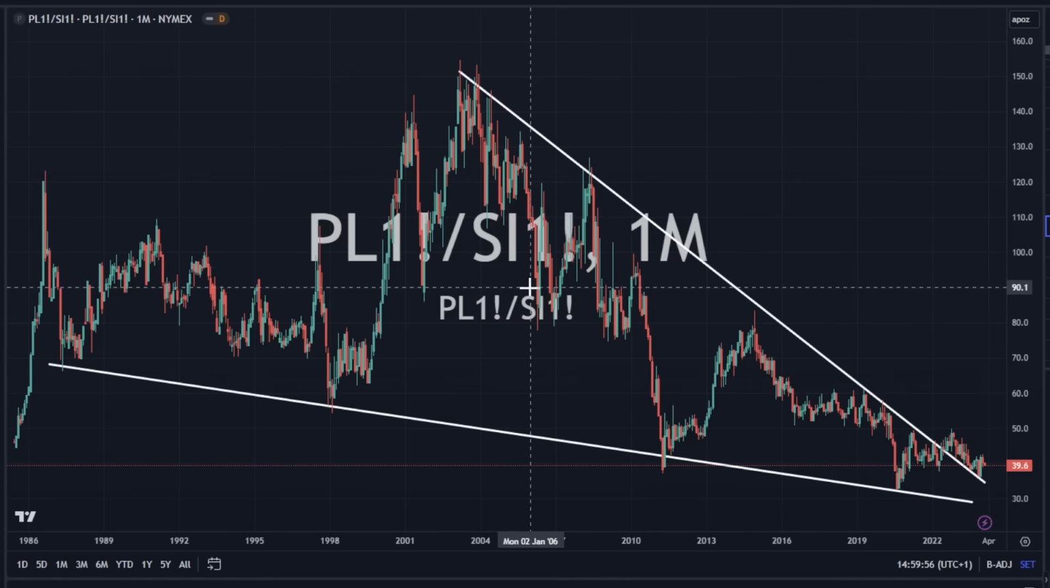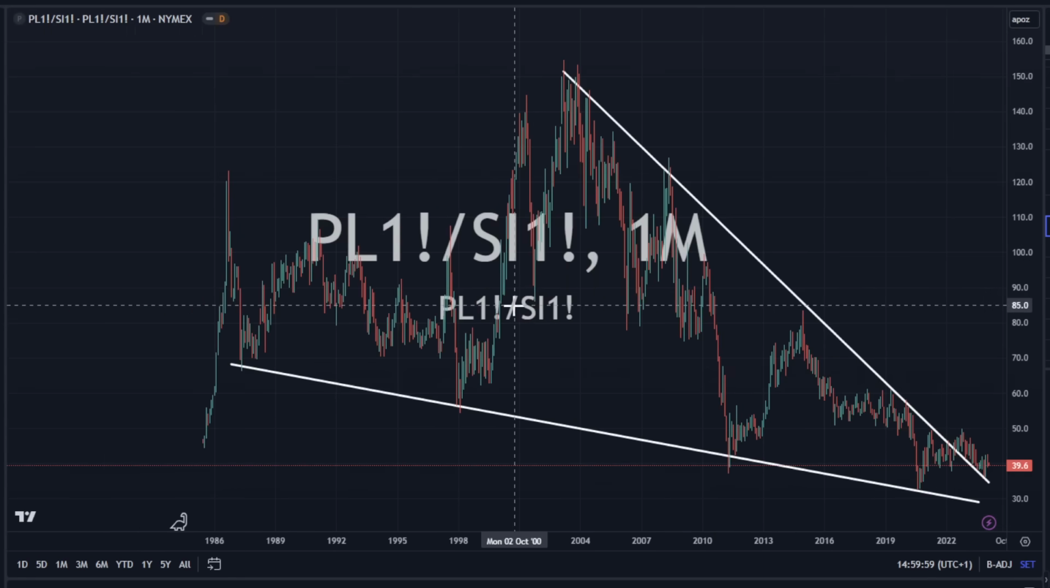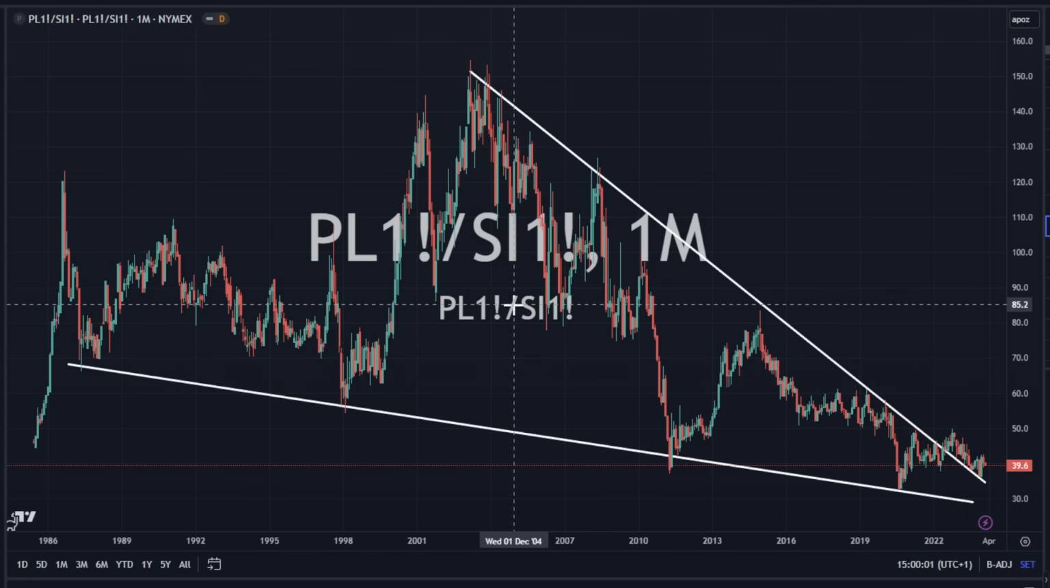Platinum versus silver. I know a lot of people love silver. They think silver is going to go to the moon. This is suggesting here that platinum is cheap to silver. And if platinum does outperform silver, and I don't know if that will be the case, but if it does, we have huge upside in platinum.